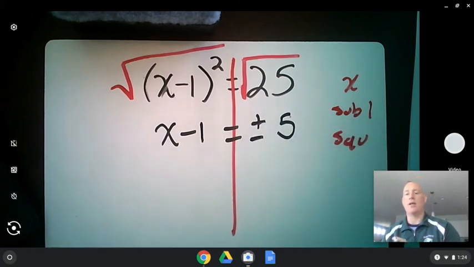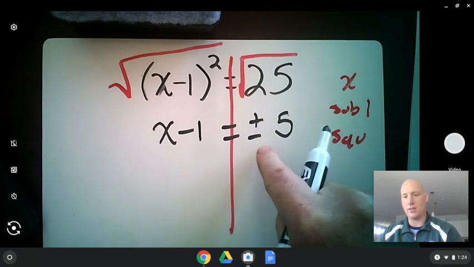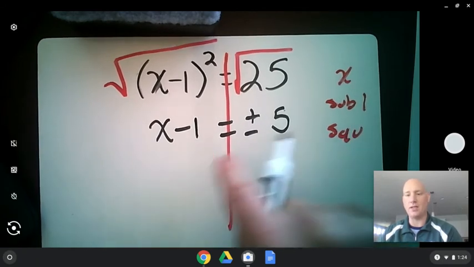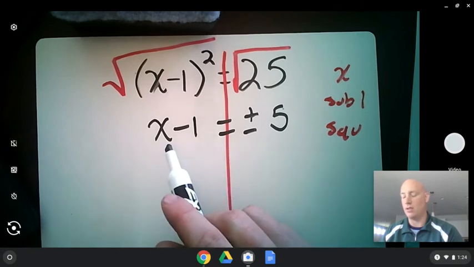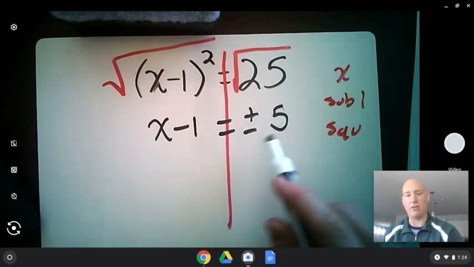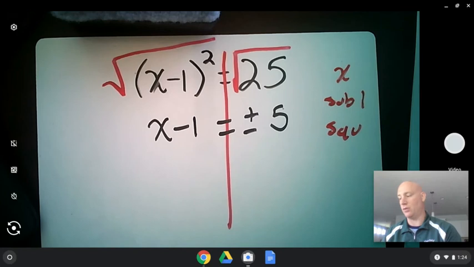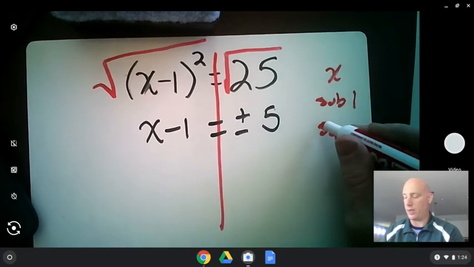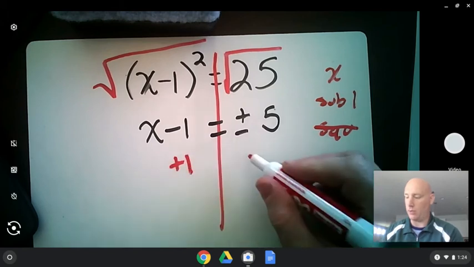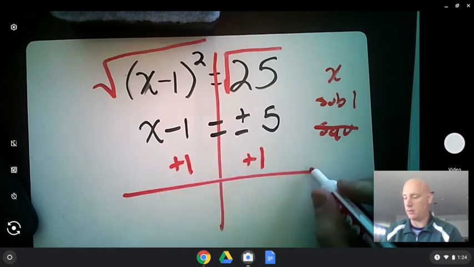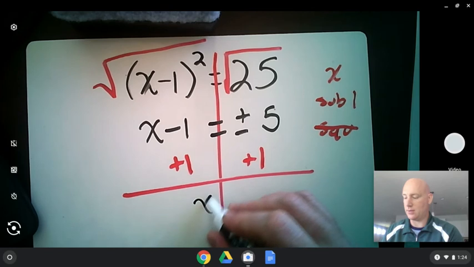Okay? Now you're going to see some teachers do this in different ways. That's why I'm going to show you right now. As long as you can, keep it like this. Don't break it into two separate problems until you have to. Right now I can write X minus 1 equals positive or negative 5, and that's fine. So I'm going to do that. I've undone the square by square rooting. Now I have to undo the subtract 1 by adding 1. Okay? So I'm at X equals.